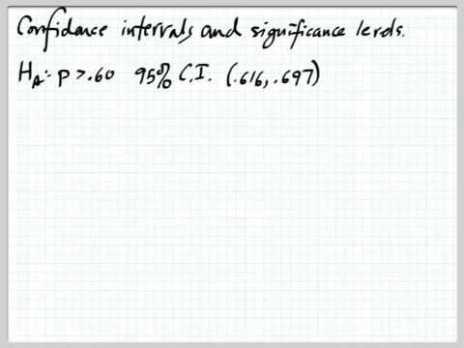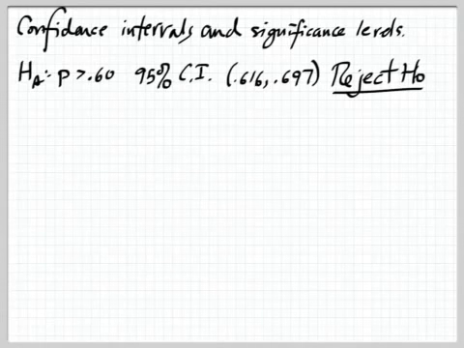You know the answer this time? I hope so. The answer is yes. The entire interval is greater than our null hypothesis value of 0.60. So in this case, we would reject the null hypothesis. And we can conclude that our value is actually greater than 0.60.